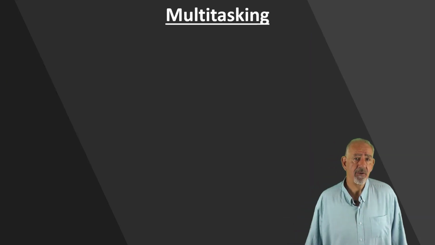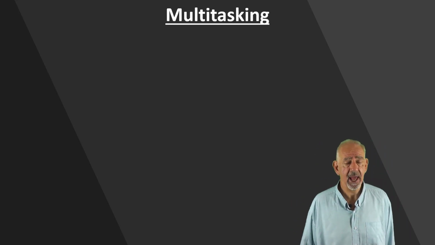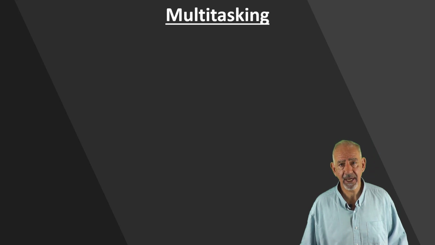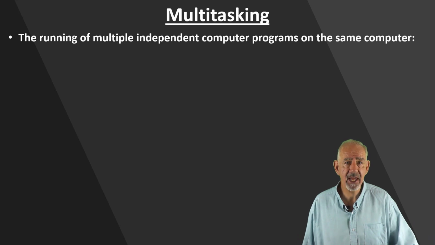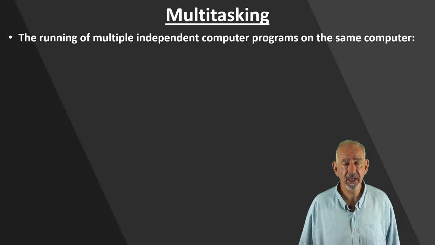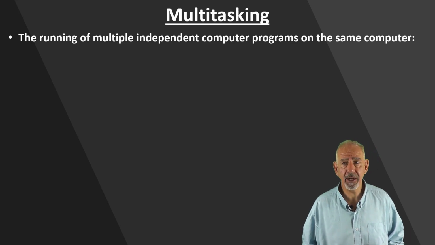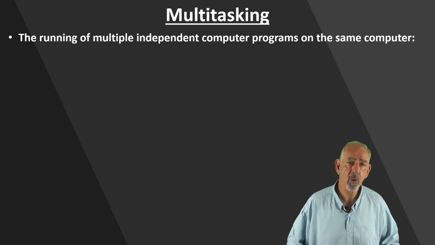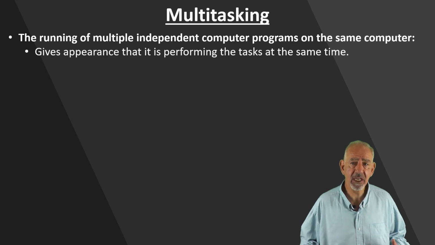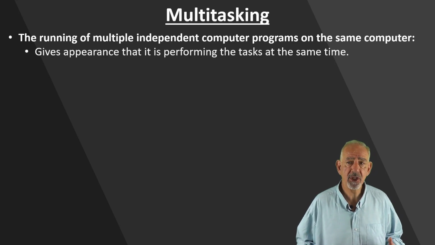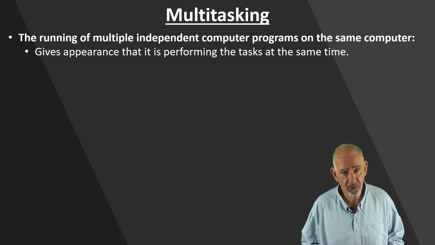So now we move on to another important job of the kernel and the operating system, and that is multitasking. As we mentioned earlier, there are so many applications that can be running. We can be running a game, we can be doing a word processor, we can be on the internet, we can be doing all sorts of things, because systems these days support many different processes. And when we've got multiple independent computer programs running on the same computer, we want to make sure that everything runs. So what happens is the operating system gives the appearance that it's performing the tasks at the same time. So it looks like it's being processed concurrently, but that's not actually what's going on.